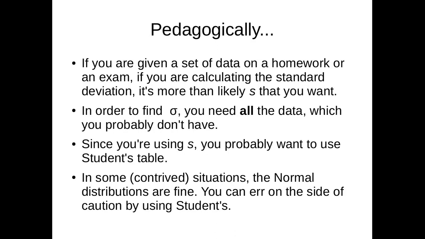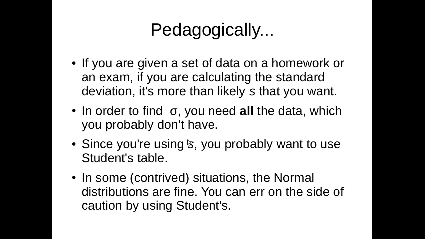Okay. If you're given a set of data on homework or an exam, if you're calculating the standard deviation, it's more than likely S is what you want. In order to find sigma, you need all the data, which you probably don't have, again, on a homework or an exam. If, however, I gave you a data file and there's 10,000 items in there, then maybe you can find sigma. But in that case, sigma and S are very close, and then it doesn't really matter at that point. Okay?